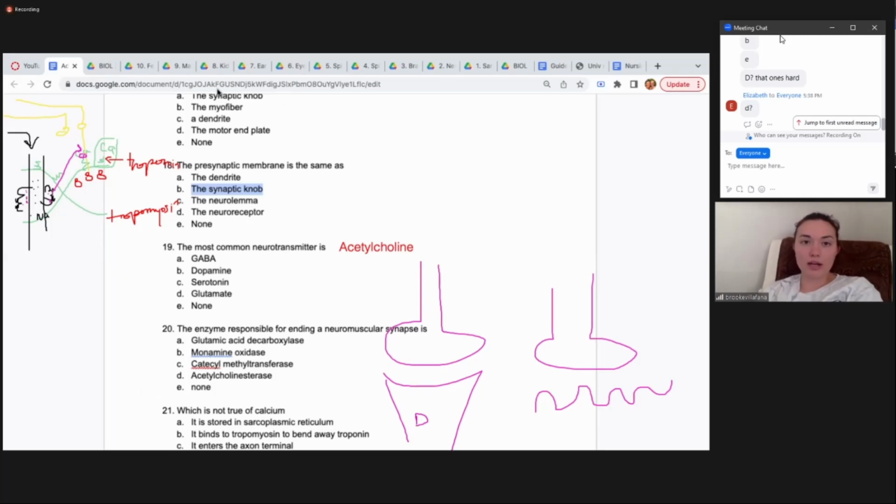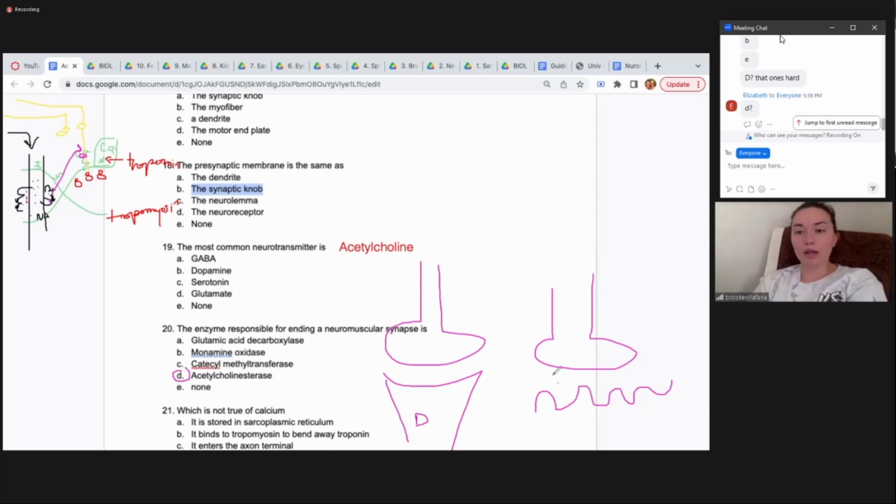Good. So this one's just kind of a trick question. The A, B, and C are not ever something you guys have learned about. They're just to kind of throw you guys off. The right answer here is D, acetylcholinesterase is the enzyme that breaks up acetylcholine.